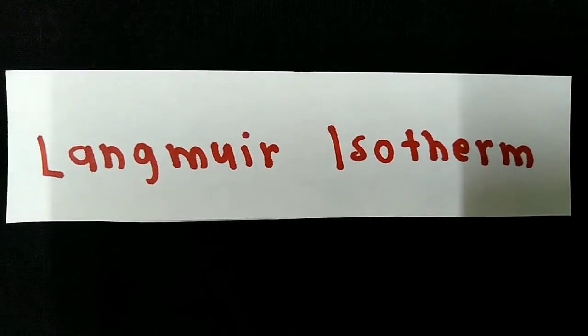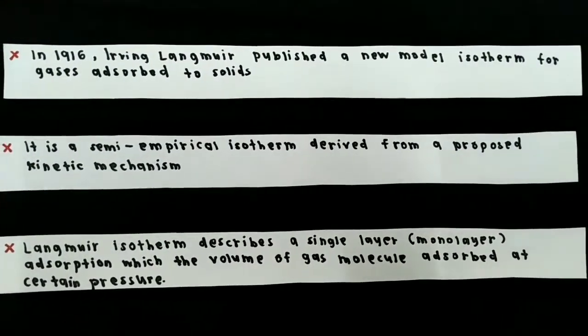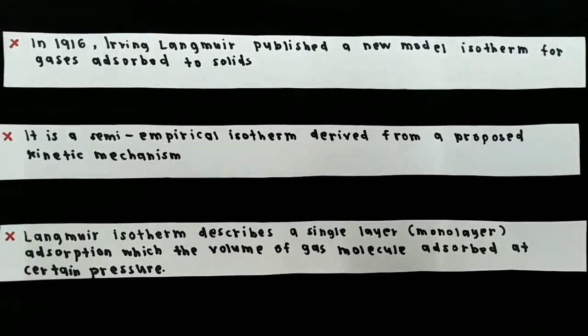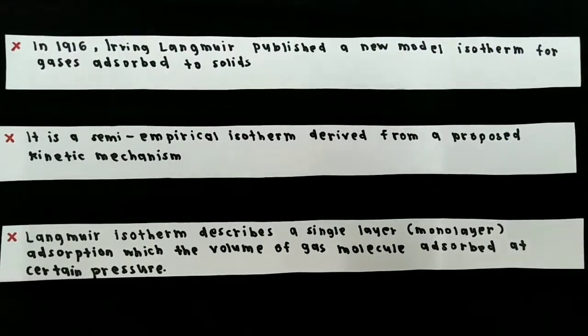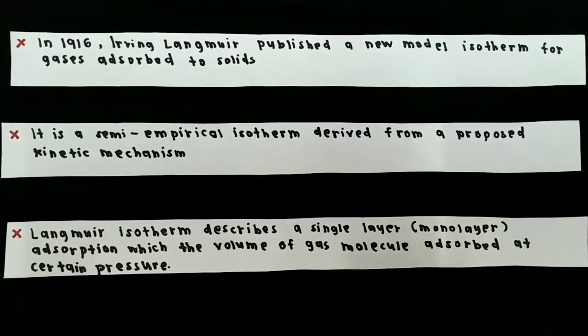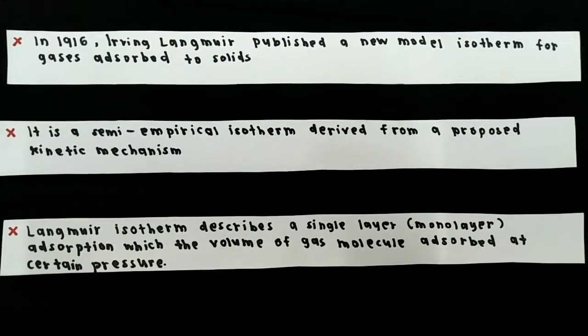Langmuir isotherm. In 1916, Irving Langmuir published a new model isotherm for gases adsorbed to solids. It is a semi-empirical isotherm derived from a proposed kinetic mechanism. Langmuir isotherm describes a single layer, which is monolayer adsorption, with the volume of gas molecules adsorbed at a certain pressure.